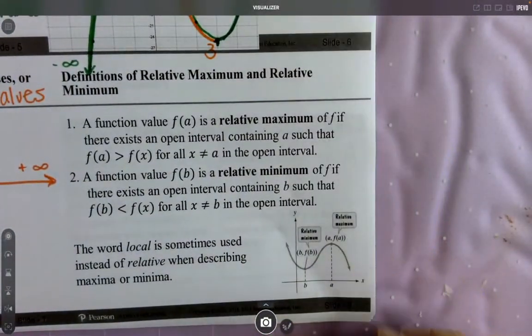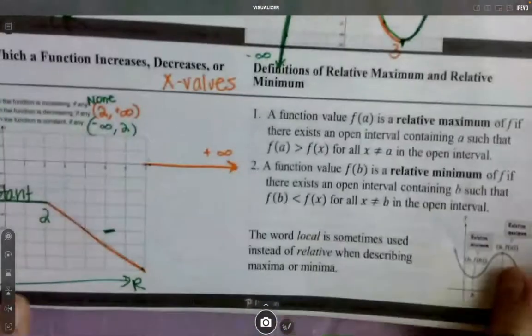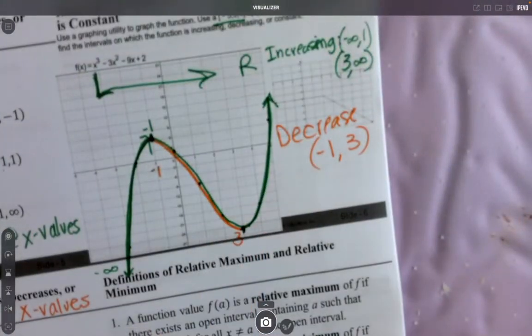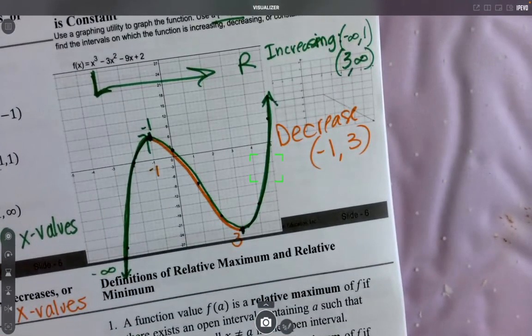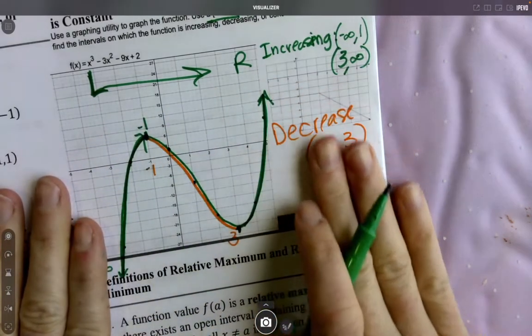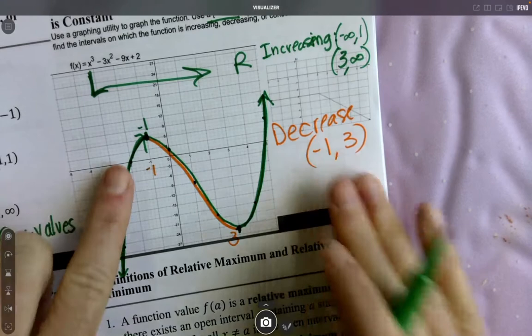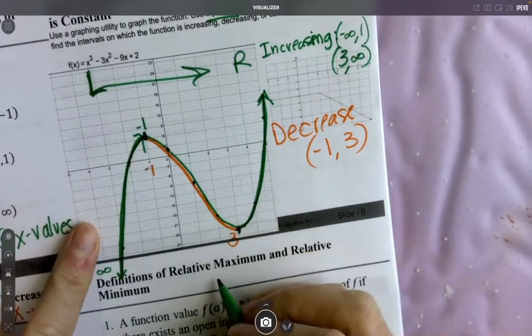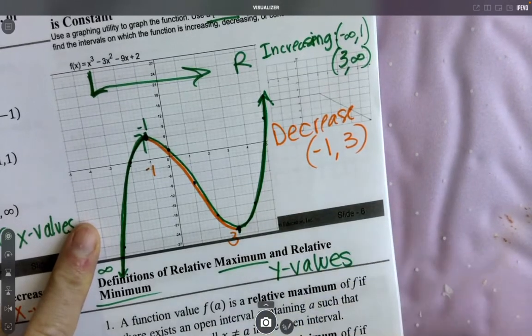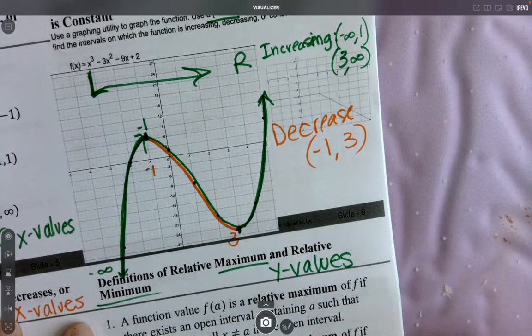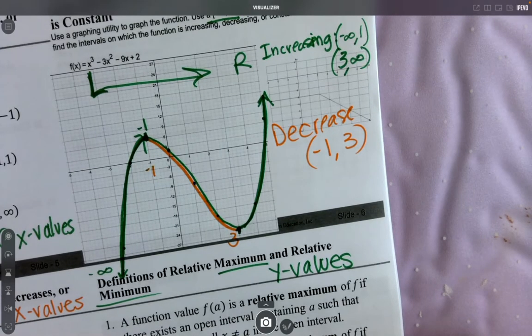Okay, so relative max and min, relative maximum, relative minima, is, if I look here, my maximum, well, it's going to keep on going on and on and on, so I can't actually find a maximum. So instead, I'm going to do a relative. In relation to the rest of this graph, what's our maximum? So when we're dealing with our maximum and our minimum, we're looking at y values. We're not looking at x values. X values are intervals of increase, decrease, and constant. Relative max and min are y values.